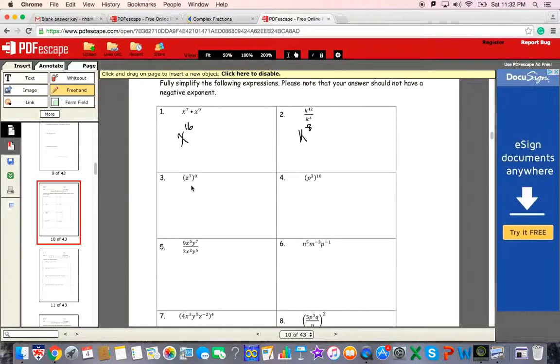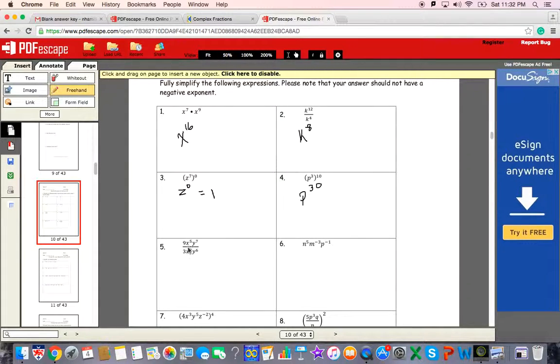All right, so this is actually a power to a power. 7 times 0 is 0, which gives us 1, because anything to the power of 0 is always equal to 1. And here we have p to the 3 to the 10th, power to a power. We have to multiply the exponents. We get p to the 30th. All right, but it gets a little bit harder.